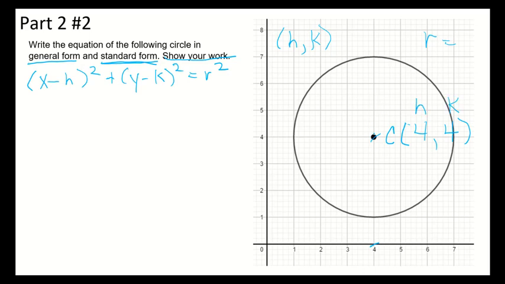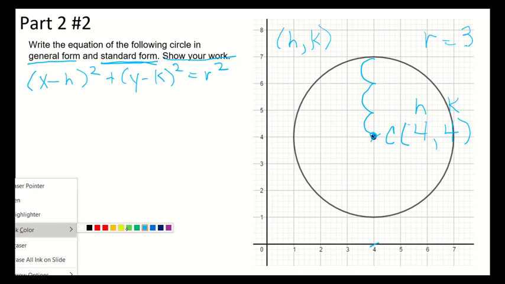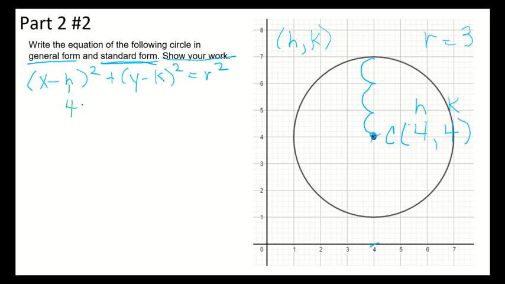The radius we get by starting at the center, counting out to the circle. 1 unit, 2 units, 3 units. So the radius is 3. And we have h and k. So let's work on substituting in those values. I'll change my pen color to green. So h is 4 and k is also 4, and r is 3.